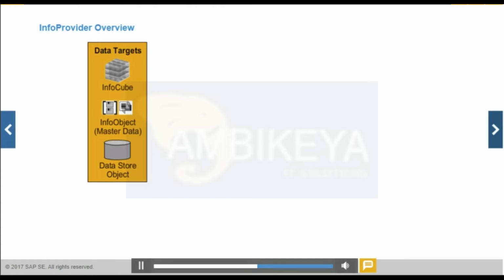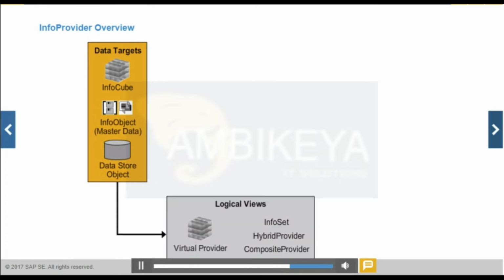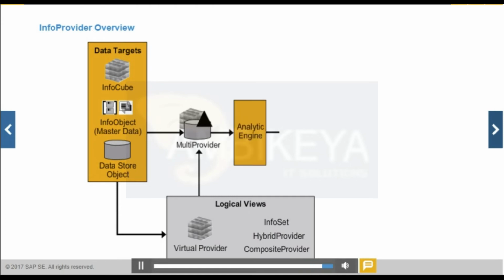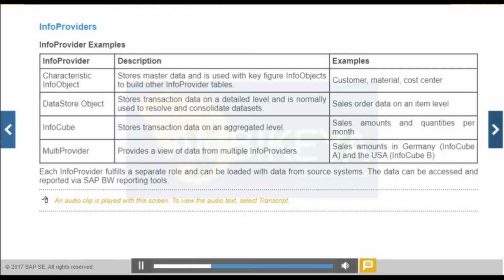Some info providers store data physically, for example, Infocubes, data store objects, and info objects. Other info providers provide an additional view of data, for example, infosets, virtual providers, and multi-providers. The term info provider is the generic term used to describe any objects for which you can create and execute queries in SAP BW. The table shows descriptions and examples of some commonly used info providers.